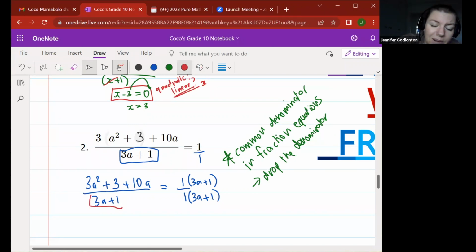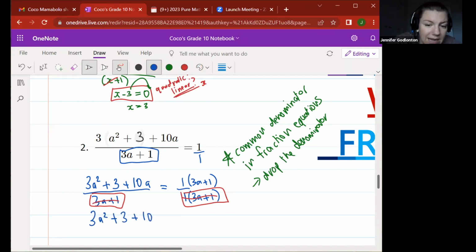Now, 3a plus 1 and 3a plus 1 is our denominator on both sides. Because we have a common denominator, we are allowed to drop it. So we're going to drop that denominator. So what we land up with now is 3a squared plus 3 plus 10a is equal to 3a plus 1. Those are just my numerators.